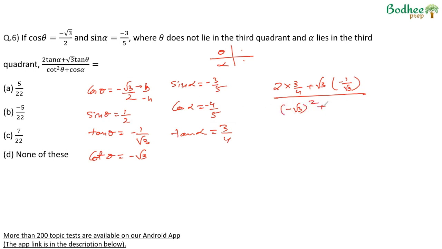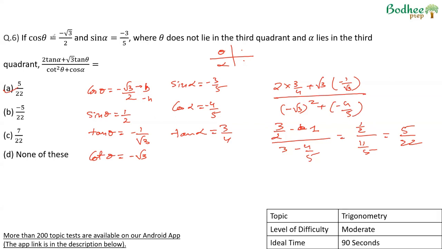Cos alpha is minus 4 by 5. This becomes 3 by 2 minus 1, 3 minus 4 by 5. 3 by 2 minus 1 is 1 by 2. 15 minus 4, 11 by 5. And therefore, the answer becomes 5 upon 22. Option A. I think a moderate level of difficulty question. We just have to find the values of the angles, which might take some time, otherwise conceptually not difficult.